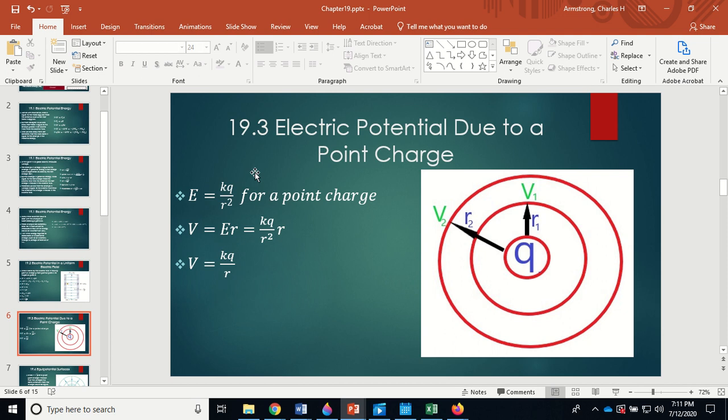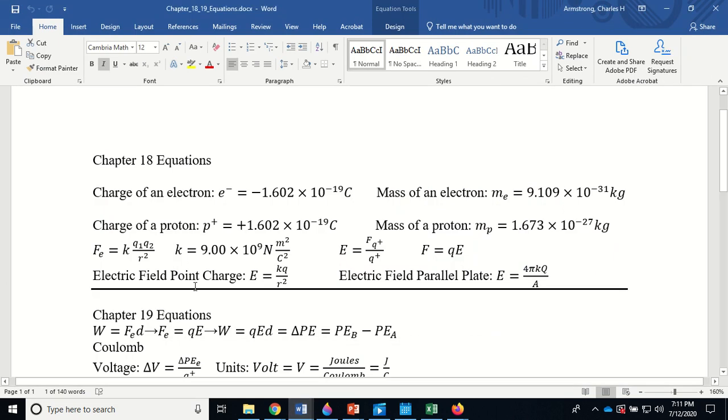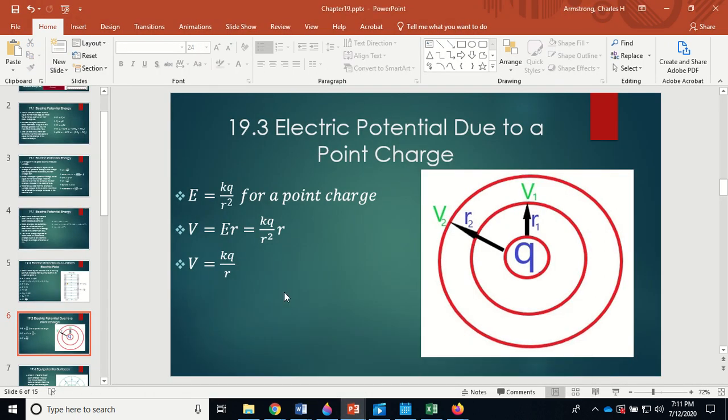Now for a point charge, remember we had for the electric field way back in chapter 18, E equals KQ over R squared. Now V, we're basically just using D and R. They're both distances in meters. In this case, R is kind of a radius, that's why they're using R here. So V equals ER. You're used to seeing this as V equals ED. So that means KQ over R squared times R. One of the R's canceled, so we get V equals KQ over R.